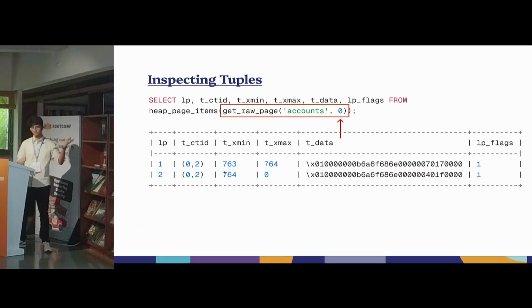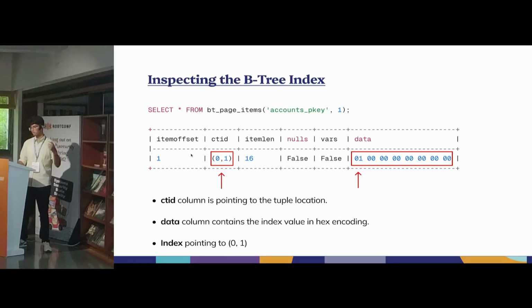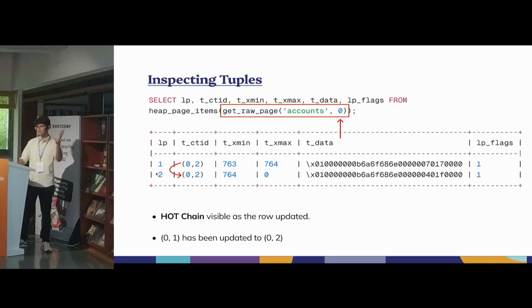Let's actually look at the tuples now, and you'd use a different function for this. The function is called get_raw_page. You're getting the raw page of the accounts table, page 0. Remember we said pages start from 0. Then we're telling Postgres to render it as a heap page. You can query a lot of different types of pages, but in this case we're interested in the heap page. The interesting bit is that you see two tuples here, line pointer 1 and line pointer 2. The tuple at line pointer 1 is redirecting to line pointer 2. If you look at the previous one, the index is pointing to line pointer 1, and line pointer 1 is redirected to line pointer 2.